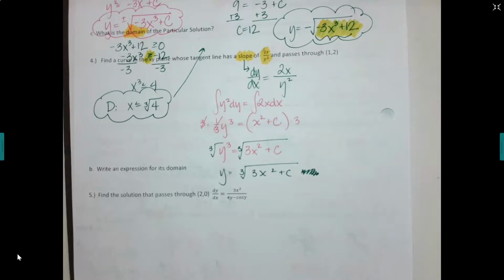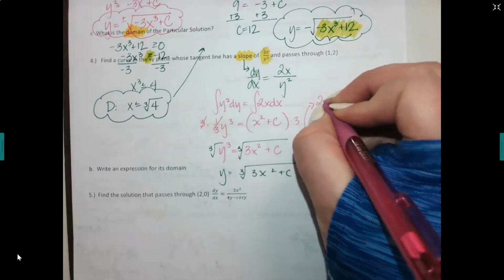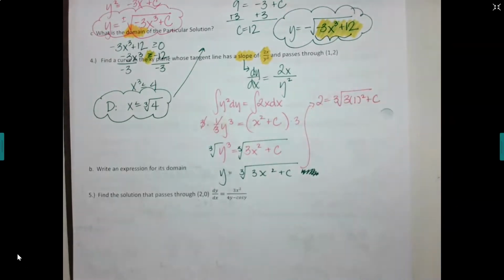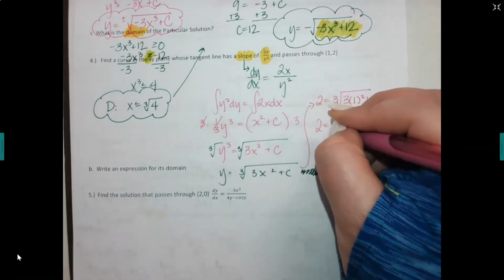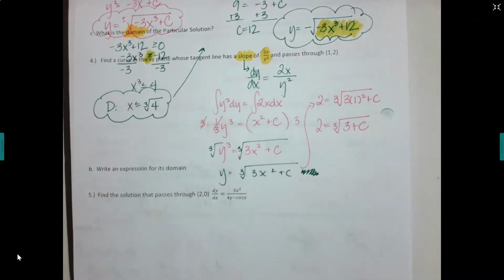Now, what is your point to use? 1, 2. So I would say 2 needs to be the answer. Cubic root of 3 times 1 squared plus c. So 2 needs to be the answer of the cubic root of 3 plus c. What do I do next? Cube it. If I have a cubic root, I have to cube both sides.